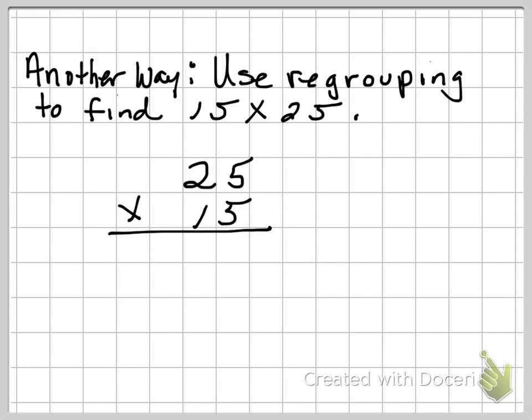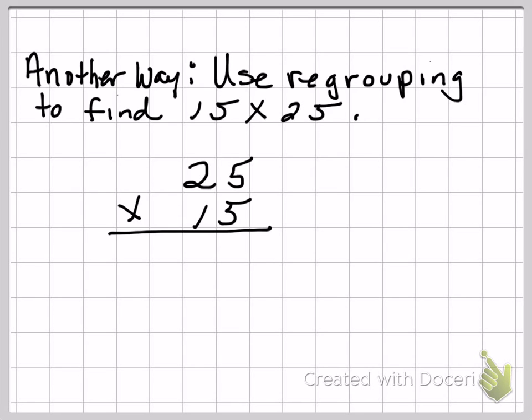All right, another way is that we can use regrouping to find 15 times 25. Now remember, with regrouping, we're going to reverse the order. We're going to look at the least place value, the smallest place value, and we're going to think about multiplying and regrouping as we move along.